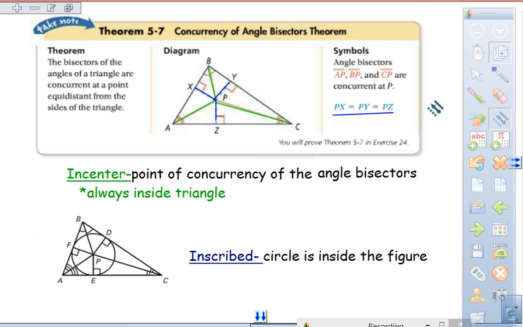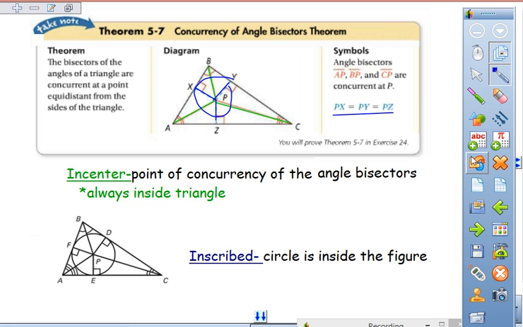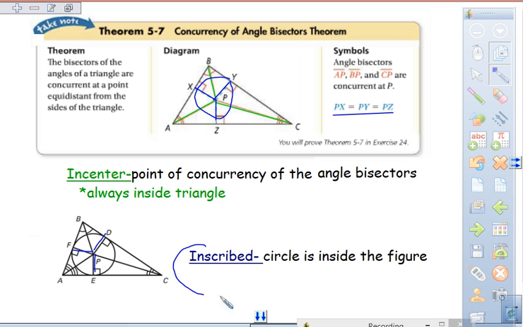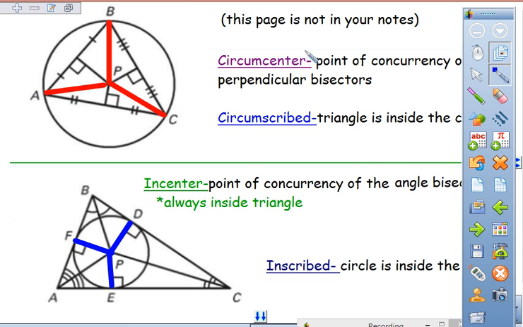So the only difference now is if I were to draw my circle, with these being my radii, my circle would be inside of my triangle, like this picture right here. So then these blue pieces become my radius. And this word is inscribed. Now this circle is inside the triangle, so that is called inscribed. So let's analyze those two. A circumcenter, notice this page is not in your notes, a circumcenter is all the perpendicular bisectors.